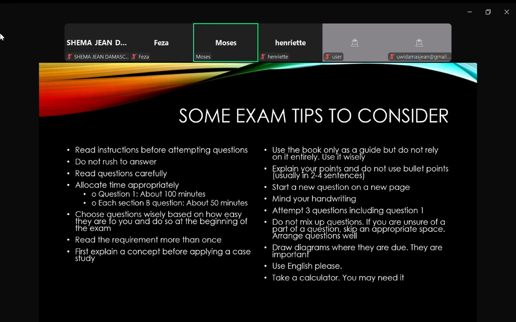Remember to attempt 3 questions in total, including question number 1. I should also say that attempting all 4 questions usually puts you at a disadvantage more than it puts you at an advantage. The examination has been structured to be attempted in 3 hours and 30 minutes only when you have answered 3 questions. If you have answered 4 questions, it is very likely that none of those questions has been answered appropriately, or at least some of the questions.